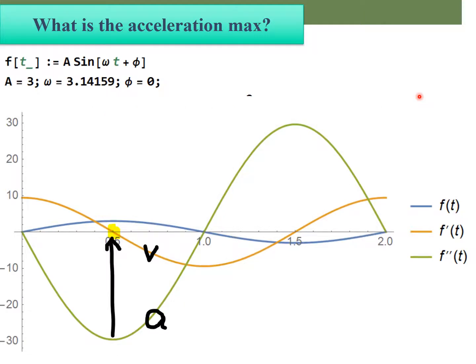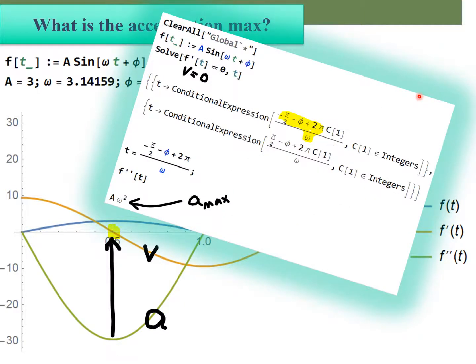So all we have to do is find what time our velocity is equal to 0. If we plug in and ask what time our velocity equals 0, we can take that time, plug it into our acceleration equation, and find out what our maximum acceleration is.